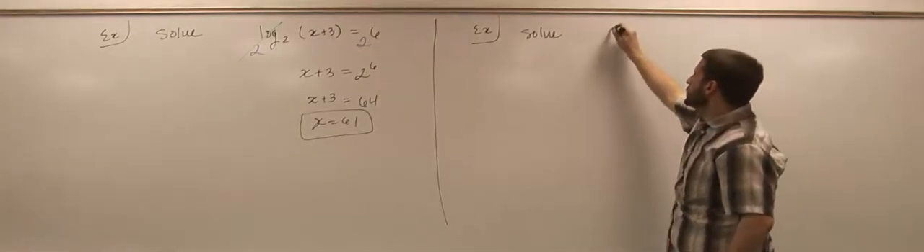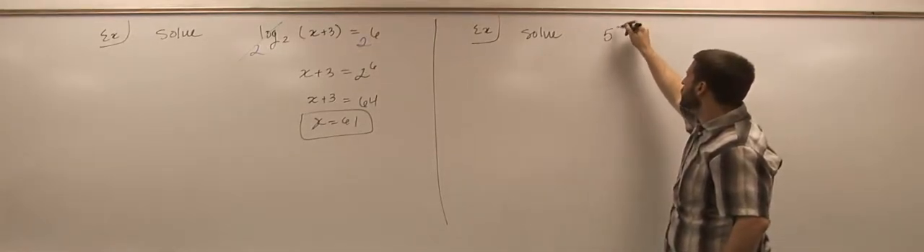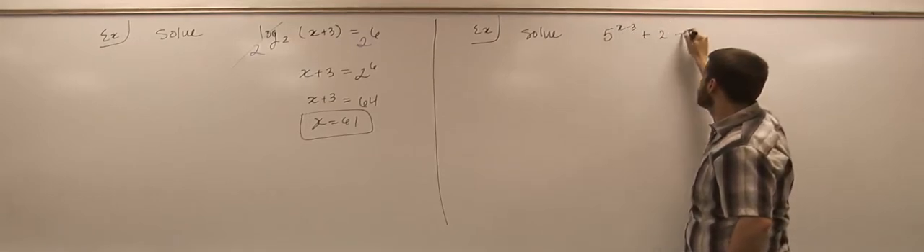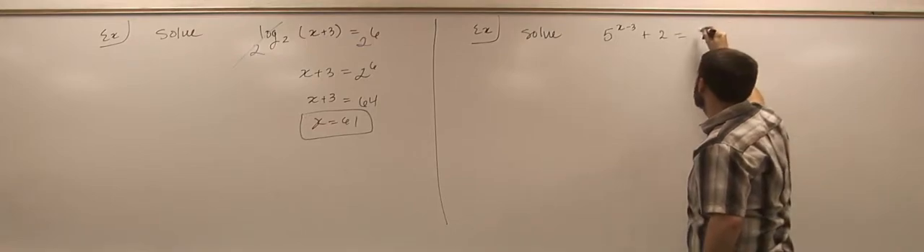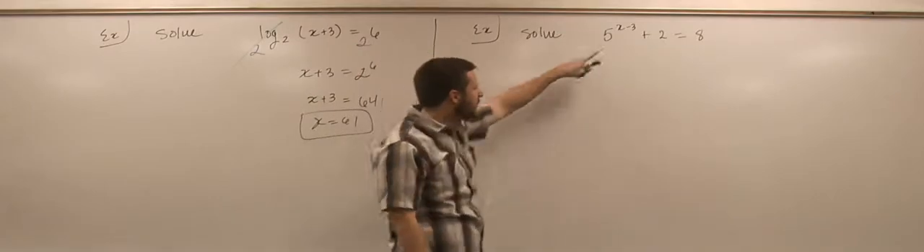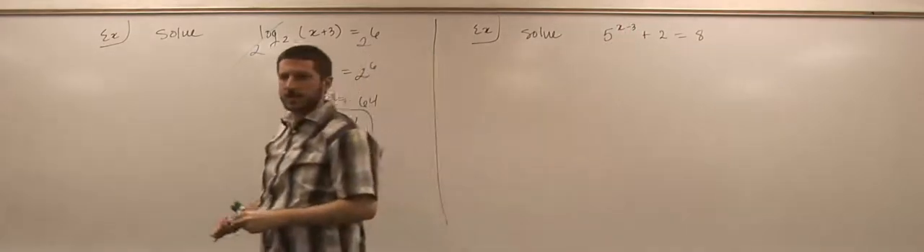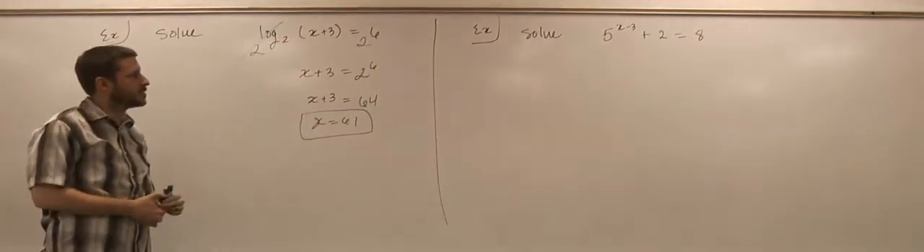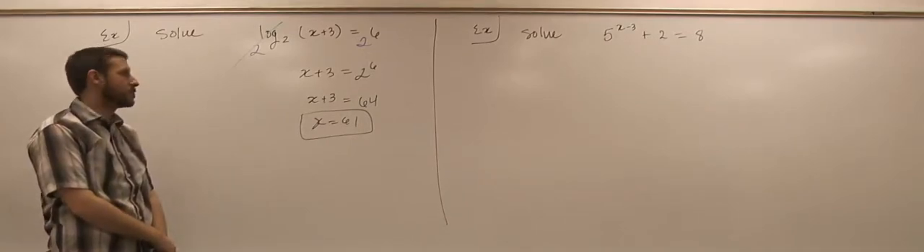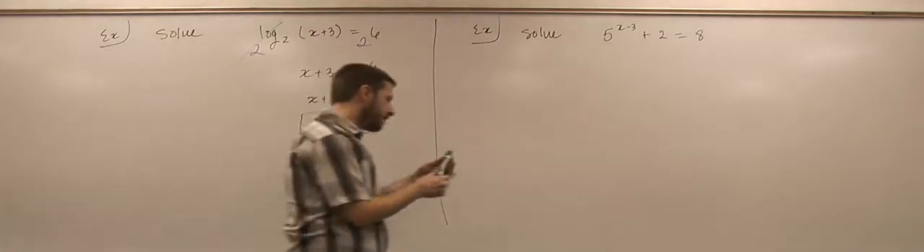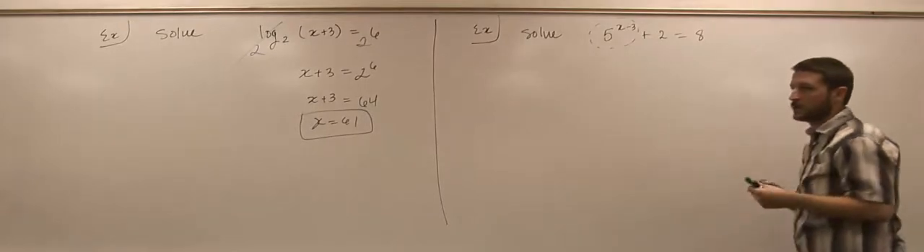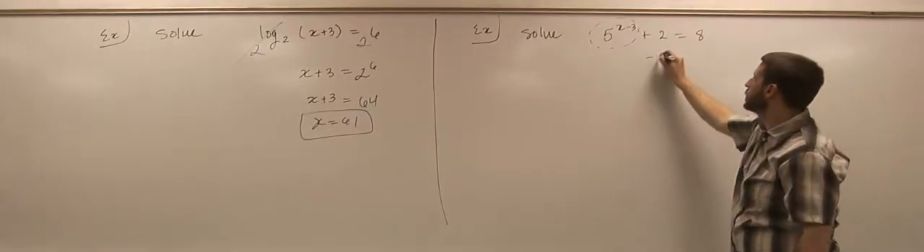Well, what if I wanted to just solve this? 5 to the x minus 3 plus 2 equals 8. So this is an exponential equation, right? Because it's got the x in the exponent. So how are you going to isolate x here? Yeah, you have to isolate this guy first. So that 2 has to come over.